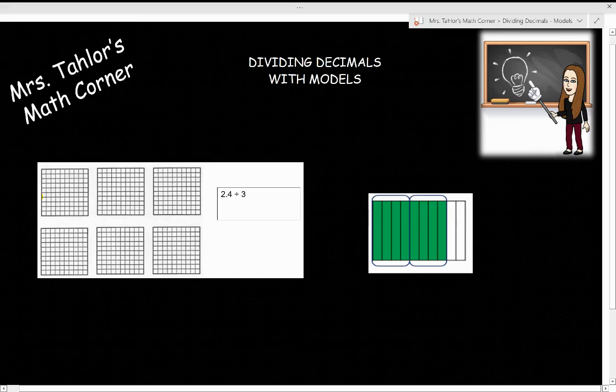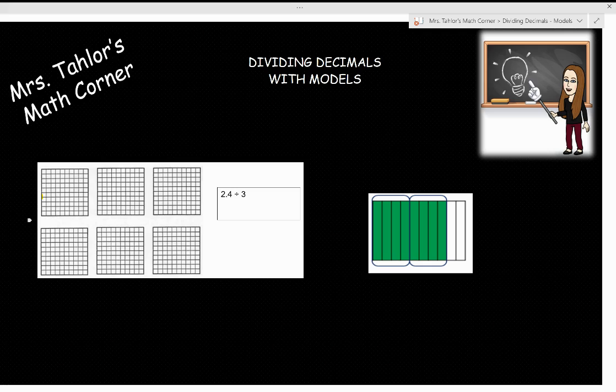Today we're going to divide decimals using models. I have 2 and 4/10 divided by 3. The first thing I'm going to do is model 2 and 4/10 using the 3 100 grids above.